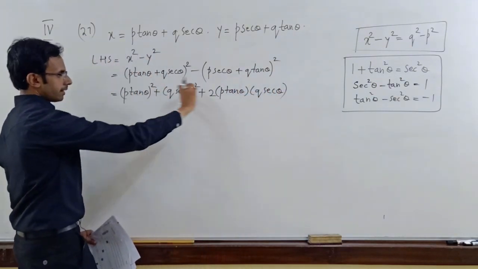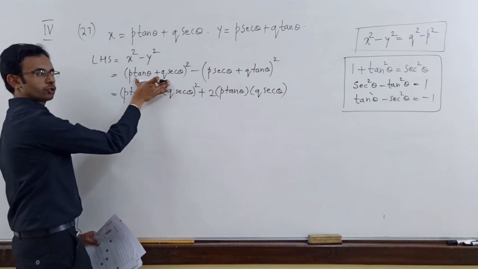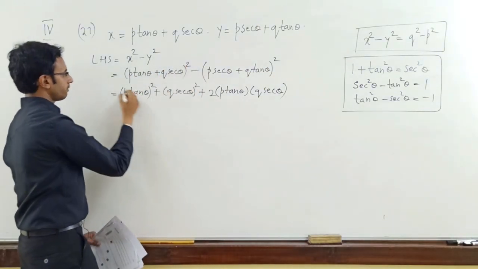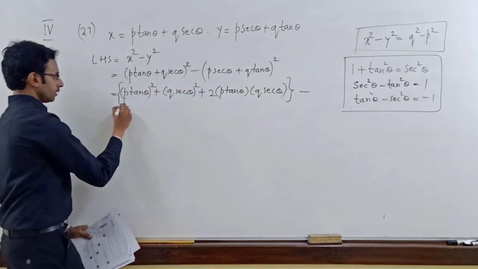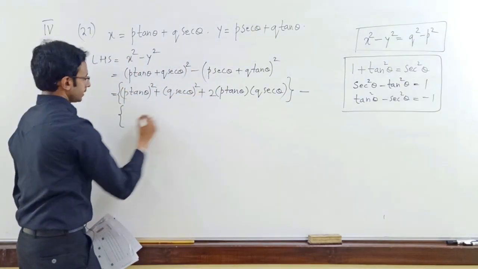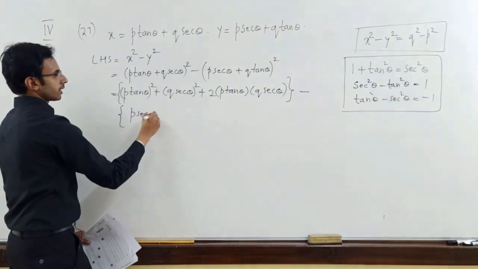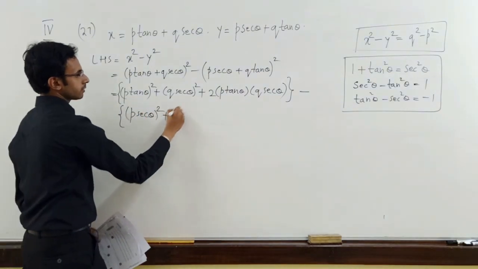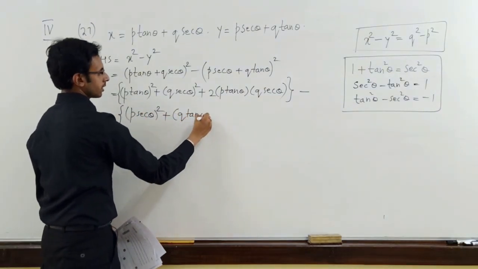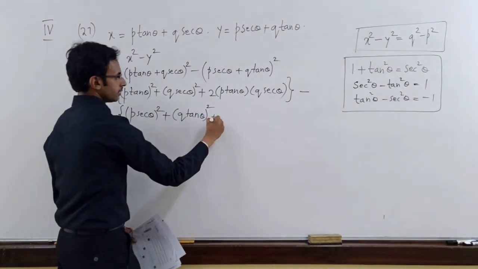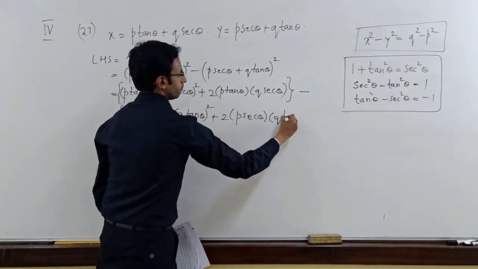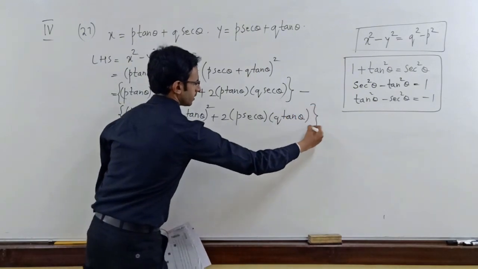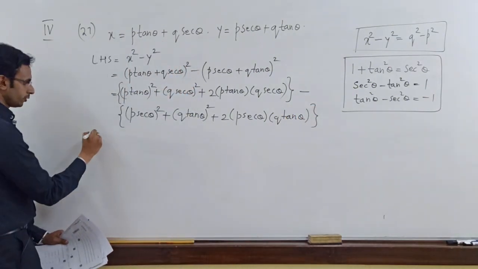So this is the expanded form of (P tan theta plus Q secant theta) whole square. Then you have a negative sign, let us put in flower brackets, minus the second part to expand. P secant theta you should consider as A, so this will be A square. Q tan theta you should consider as B, so B square, plus 2AB. Since this is a 3-mark problem, it has to give some trouble to you.